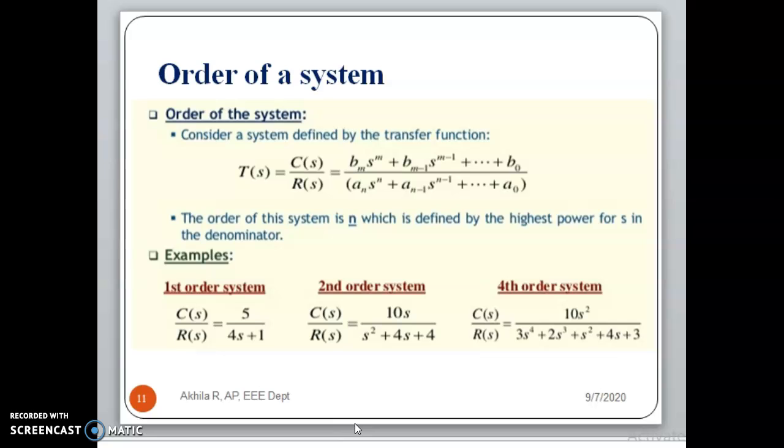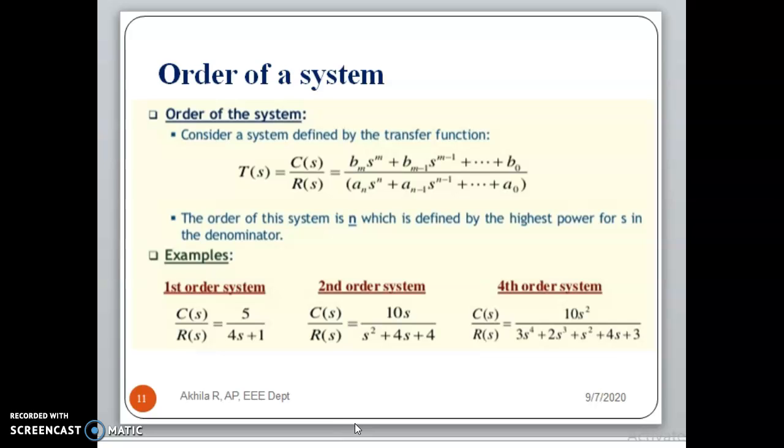So take the denominator equation. That denominator equation is also named the characteristic equation. The highest power of s in this characteristic equation gives you the order of the system. So the order of the system is n, and it is defined by the highest power of s. You have already learned what a characteristic equation is in the previous module. So just remember the order of the system is defined by the highest power of s.